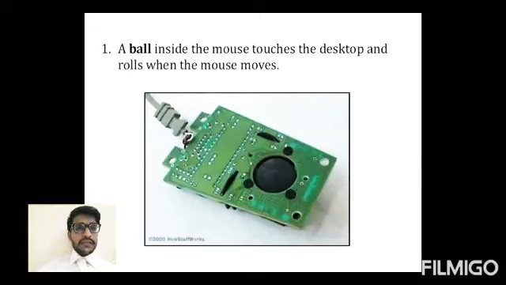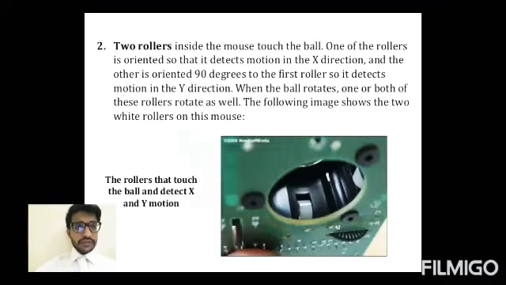A ball inside the mouse touches the desktop and rolls when the mouse is moving. Two rollers inside the mouse touch the ball. One roller is oriented so that it detects motion in the x direction, and the other is at a 90 degree angle to the first roller and detects motion in the y direction. When the ball rotates, one or both of those rollers rotate as well, as the following image shows.